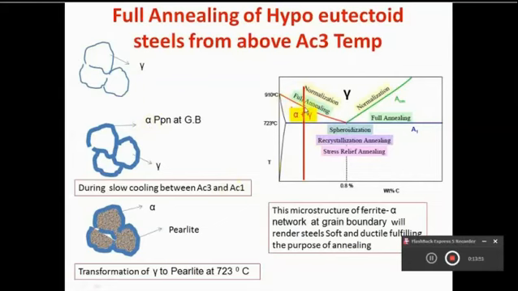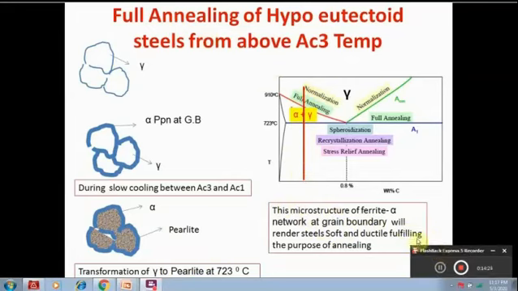Because of slower cooling in between this A3 and A1 temperature, there will be precipitation of ferrite at the grain boundaries, and with further slow cooling, transformation of austenite to pearlite takes place, that is the eutectoid transformation takes place. So this full annealing is actually well explained over the iron carbon phase diagram. Very slow cooling will transform austenite into very fine or coarser pearlitic structure. This microstructure of ferrite network at grain boundary will render steel soft and ductile, fulfilling the purpose of annealing, that is increasing the ductility.